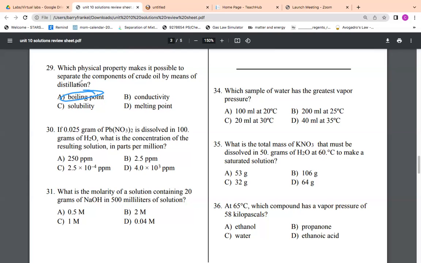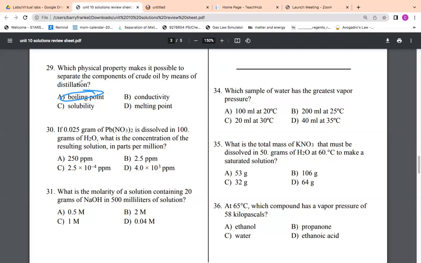Okay, just bear with me one moment. Sorry. Okay, number 30. So we are given 0.025 grams. Hold on a second, guys. I'm so sorry. Oh, loud. Okay. Sorry. Back to what we're doing.